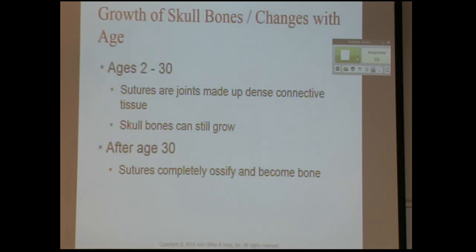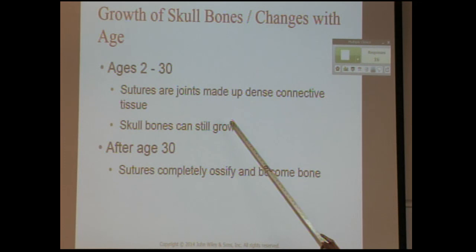So going back to that question: after 2, they are replaced by dense connective tissue. So it's a very immovable joint between those bones in your head. You probably thought your bones were fused, right, by the time you're like 5 or something, but there's actually still a little bit of give in it.